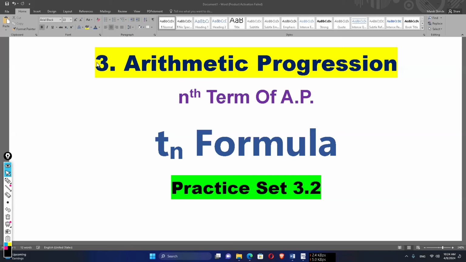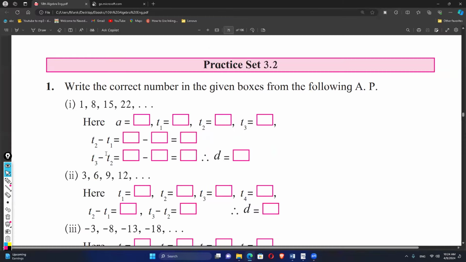And in this video, we are going to solve some problems in chapter 3, class 10 mathematics part 1, and the chapter name is arithmetic progression. In this chapter, yesterday we learned about the nth term of an AP, that is the Tn formula. And today we are going to solve the entire practice set 3.2 in this video. So keep watching and clear your concepts.